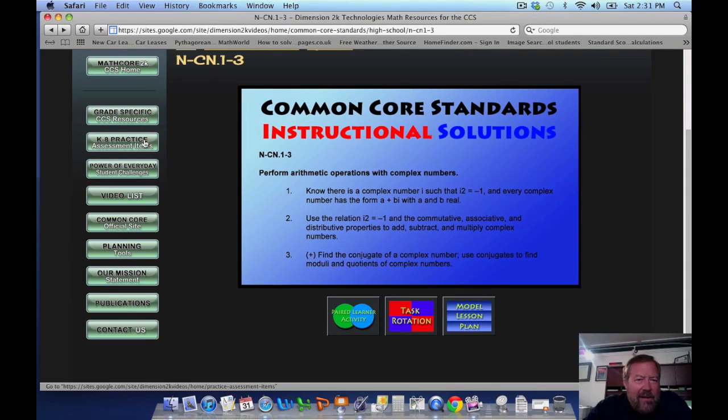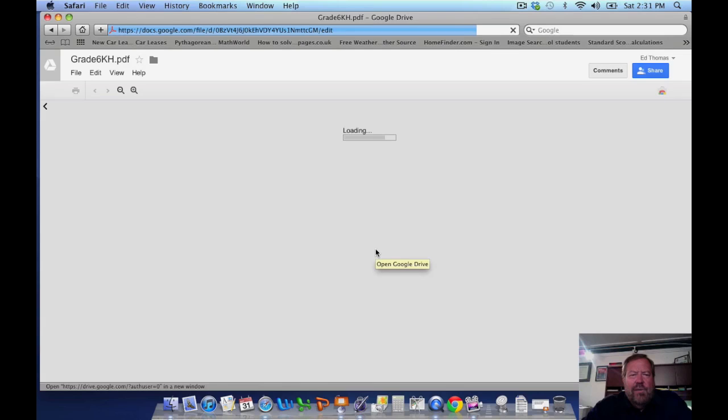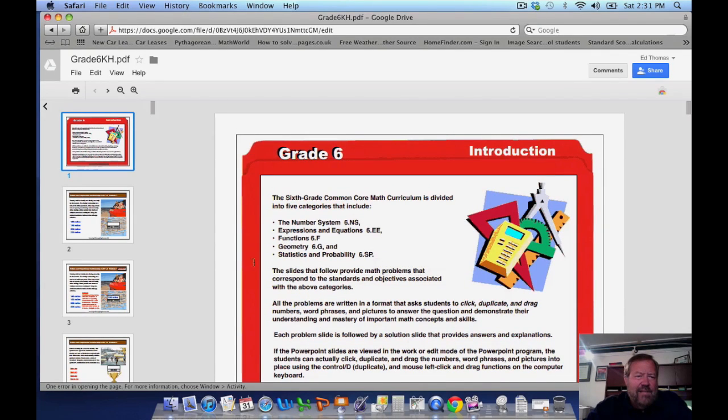Now, moving down on the buttons on the side, notice here we have K-8 practice items. We developed this in line with the sense that we know that with Common Core, there's new kinds of tests that are going to be coming down the pike that kids are going to have to take. So we've got to jump on this. For example, if you look at grade 6, we devised test items that are more in line with a new kind of testing.